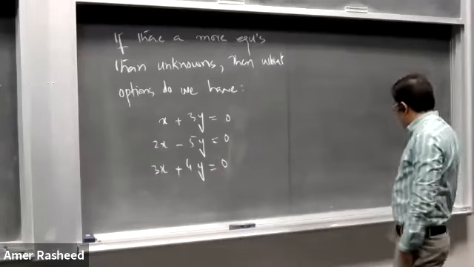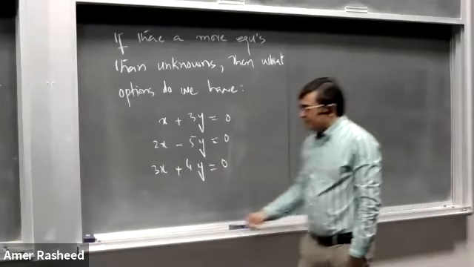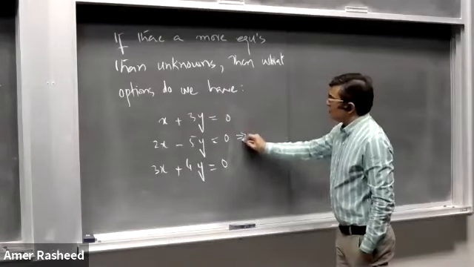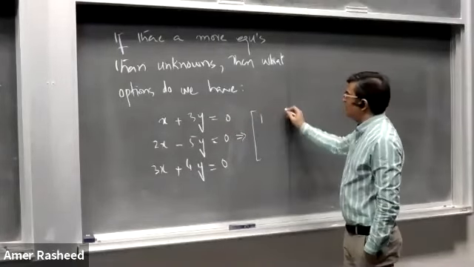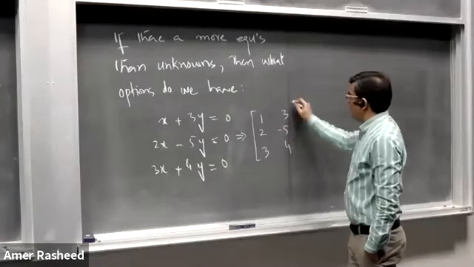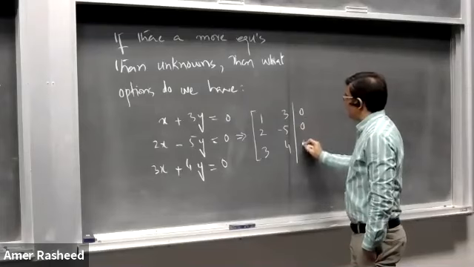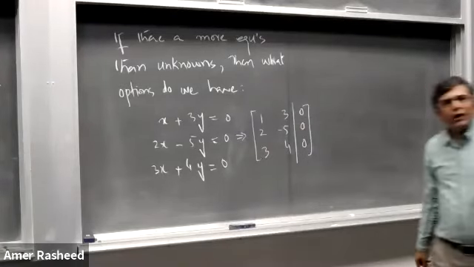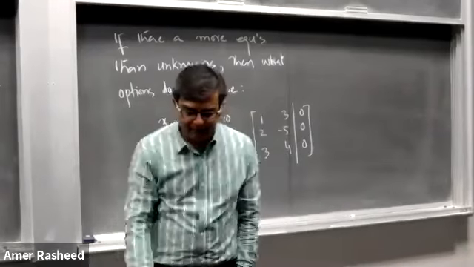Now the corresponding augmented matrix to this system is what? The corresponding augmented matrix is 1, 3, 2, -5, 3, 4, and the right hand side is 0, 0, 0. Okay. Now here we have two options.